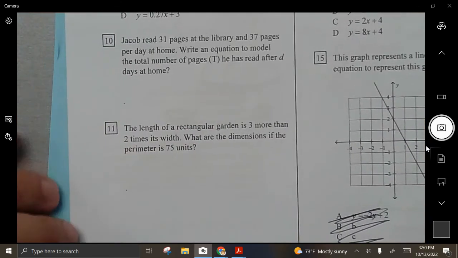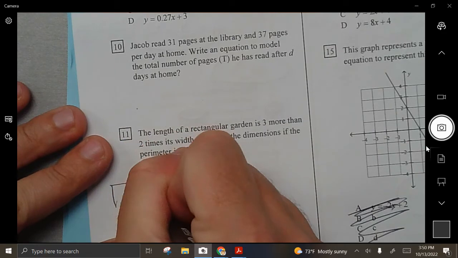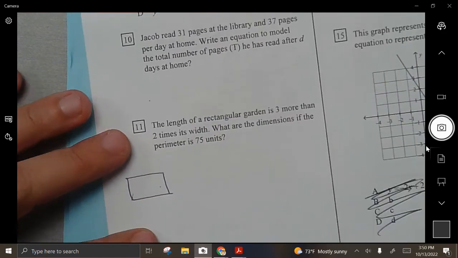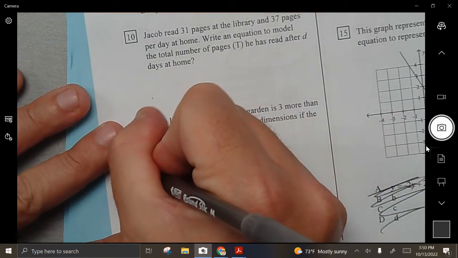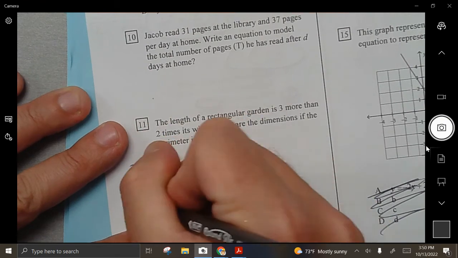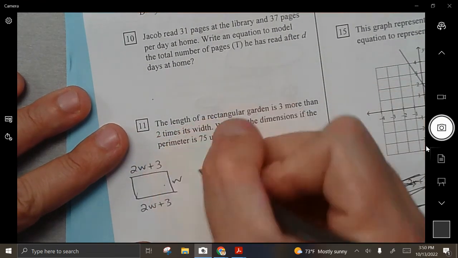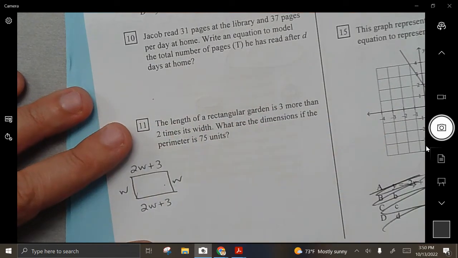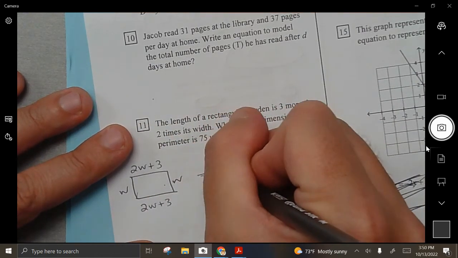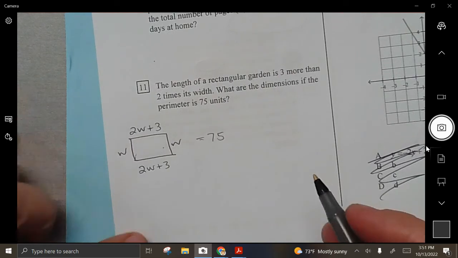But number 11, draw your rectangular garden. 3 more than 2 times its width. 2 times its width plus 3. That's the length. What's the width? You can just have the width be the width. And it all equals 75. All right, you try this on your own. Push pause.